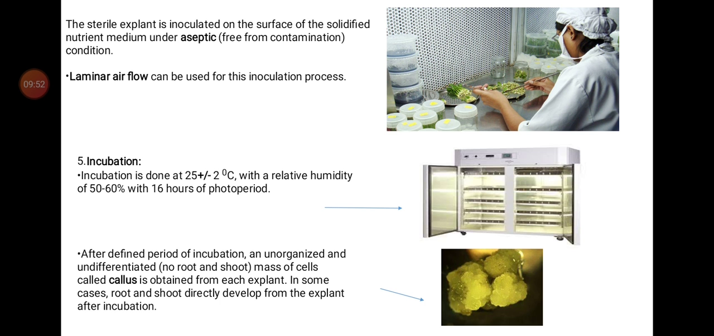Now, incubation. Incubation is done at 25 to 28 degrees Celsius with a relative humidity of 50 to 60% and 16 hours of photoperiod. After the period of incubation, an unorganized and undifferentiated mass of cells called callus is obtained from each explant. In the third picture, we have seen the callus, which is an undifferentiated mass. In some cases, roots and shoots directly develop from the explant after incubation.